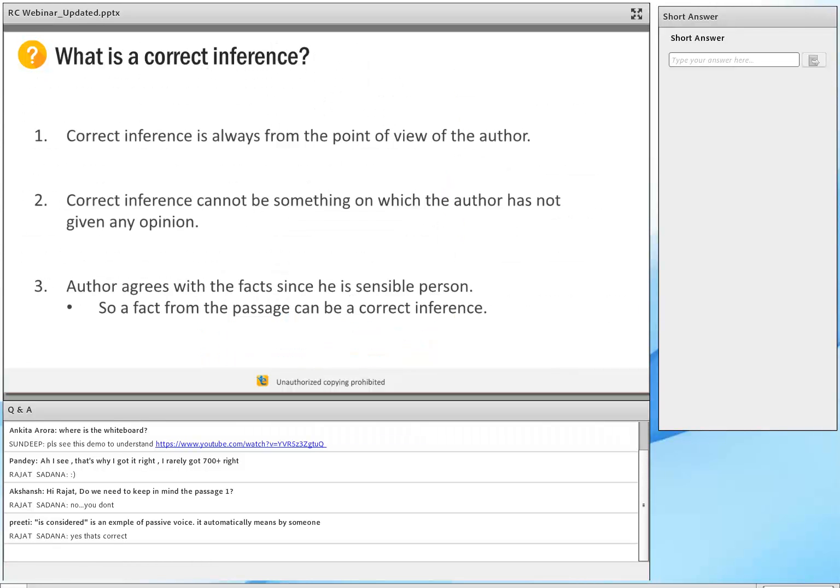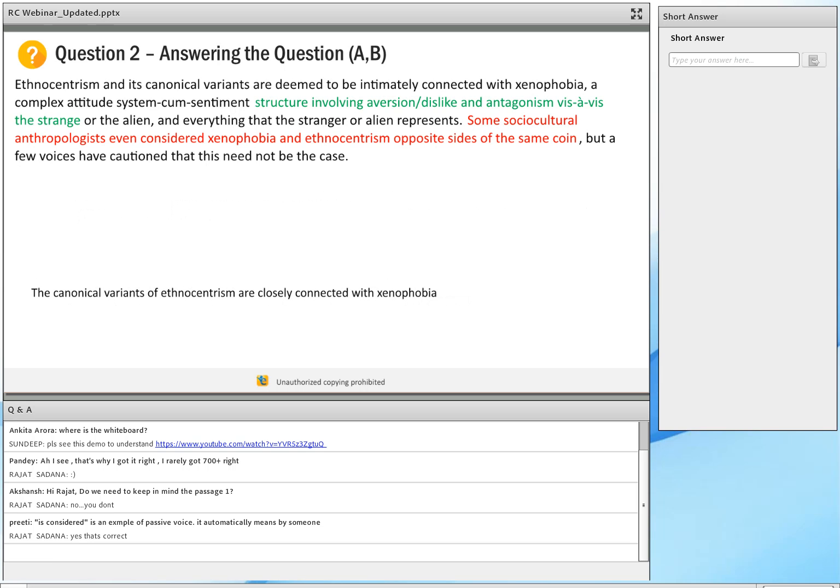All right. So what is the correct inference? The correct inference, three checklists, is always from the point of view of the author. It's not something that the author hasn't given his opinion on. And the author always agrees with the facts. Why? Because we don't question facts in the context of reading comprehension. In our daily lives, we can question facts, but in the context of reading comprehension, we don't.